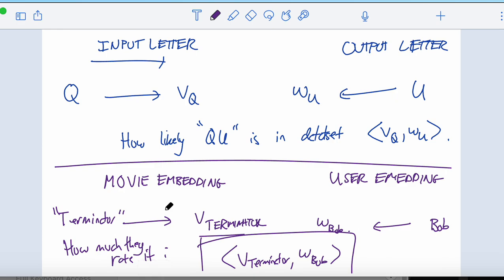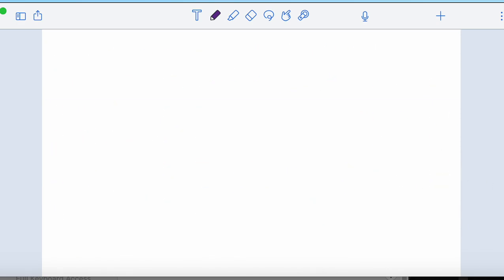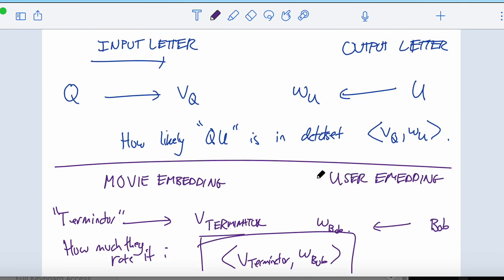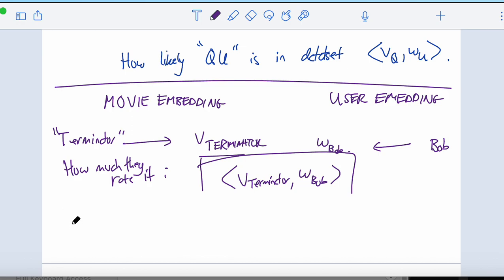So if you have people who like the Terminator movie, and Bob is like those people, then that should be a high number, right? It should move it up. And that's roughly how it works. This also sometimes goes by the name low rank approximation, or low rank filling.